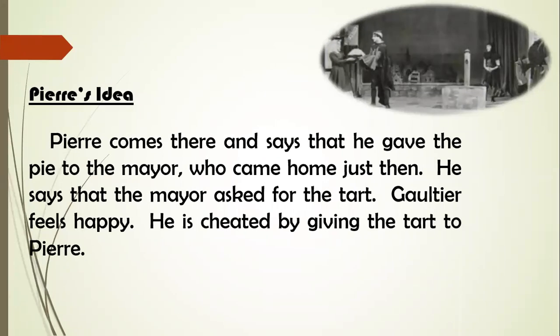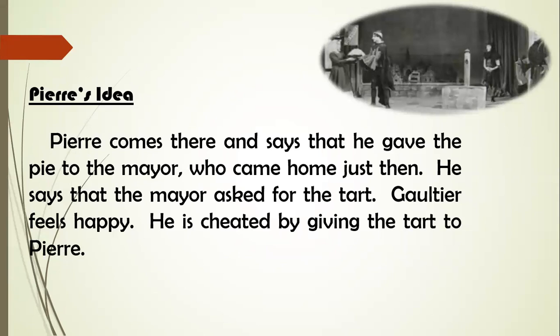Now Perry comes to the shop and he's smart enough. He says that he gave the pie to the mayor. When Gaultier angrily asks, "What have you done with my pie?" he says, "I have given it to the mayor, who came home just then." But Gaultier says he was not at home. I just went to visit him and he was not at home. I couldn't have a dine with him. So he says, as soon as you left, the mayor came home and I handed over the pie to him.